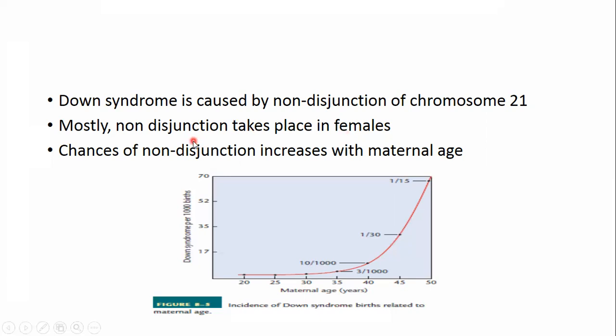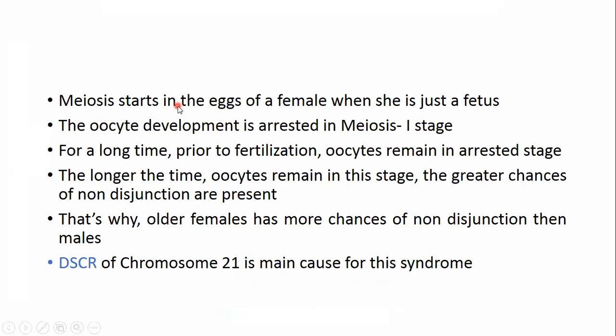What is the reason behind that? Because the chances of non-disjunction increase with maternal age. As the age of the mother increases, the chances of non-disjunction in their eggs also increase. So here is a case study, a graph, in which you can see that as the maternal age increases, the chances of producing a Down syndromic individual also increase. So what is the reason behind that?